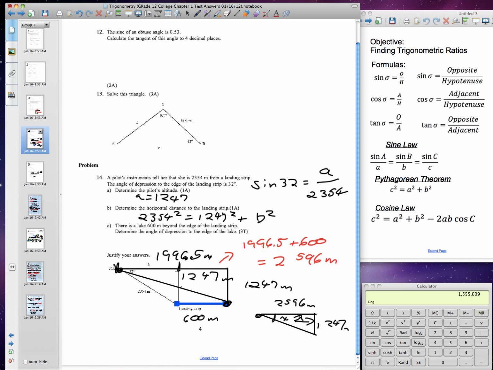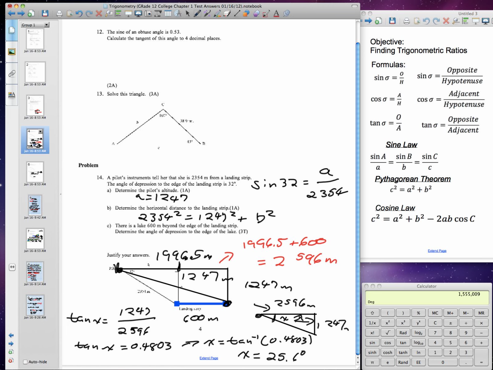Tangent, that's right. So we have tan X is equal to opposite, which is 1247, divided by adjacent, which is 2596. Tangent X is equal to, we'll divide those numbers, 1247 divided by 2596, 0.4803. How do I get tan to the other side? What does it become? Inverse. So X is equal to tan inverse of that number, 0.4803. X, the angle of depression, is equal to 25.26.